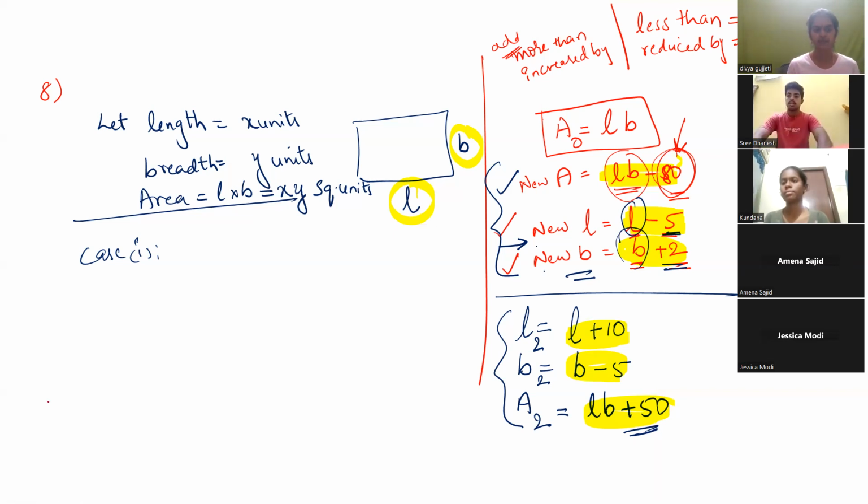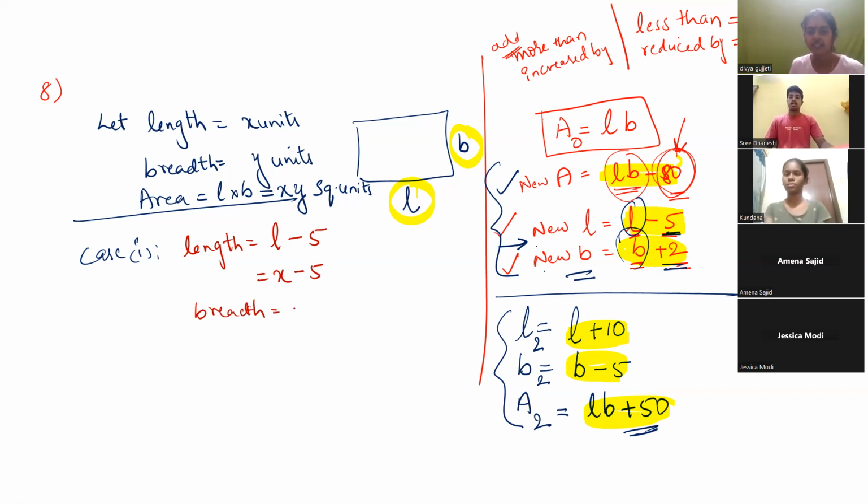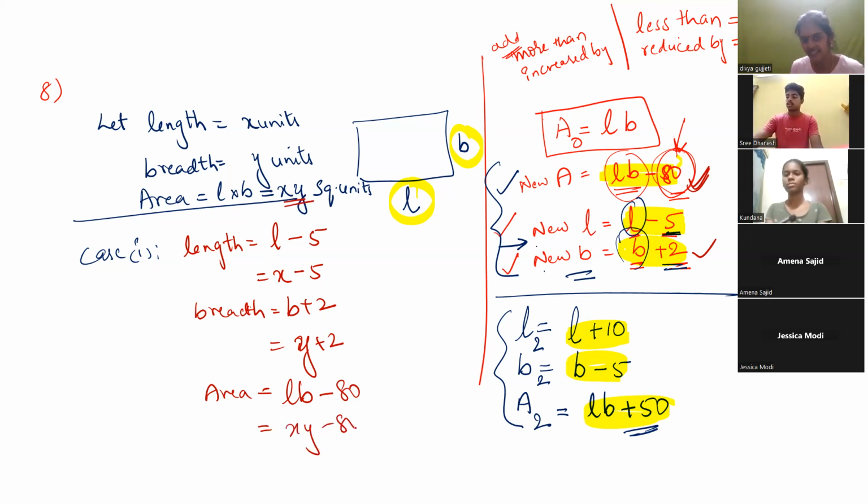Yes, ma'am. Right? So see, in case 1, length is length minus 5, and length is x, so x minus 5. And what is breadth? Breadth is b plus 2, but breadth you denoted by y, so y plus 2. Got it? Now area. What are they saying about area? Area is old area minus 80, reduced by 80. So old area is xy. Write it here, xy minus 80.